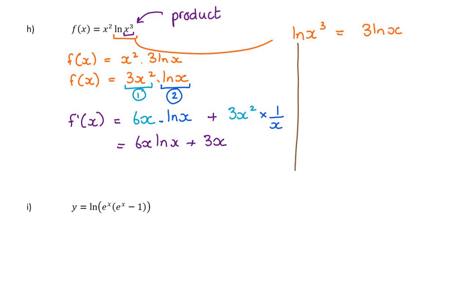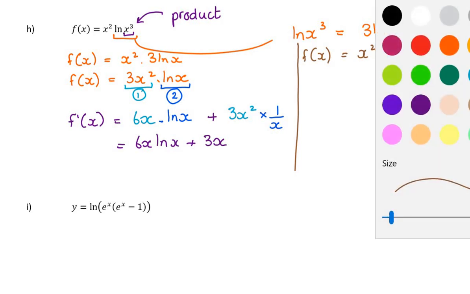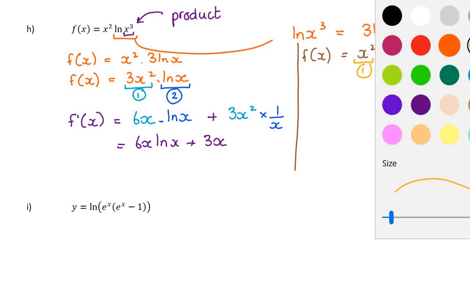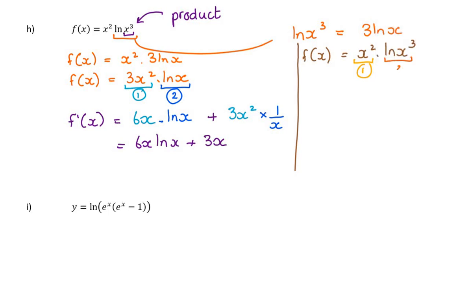So if we didn't use the log law, we would have said f dash, sorry, not f dash, let's write out f of x. f of x equals x squared times ln x cubed. And this would be function number 1, and this would be function number 2.